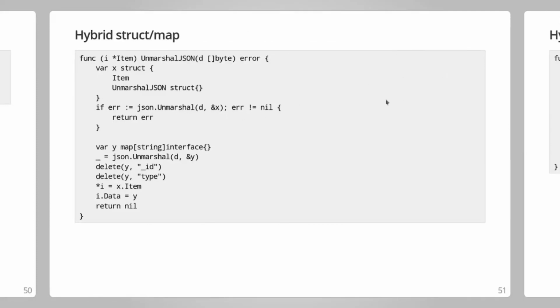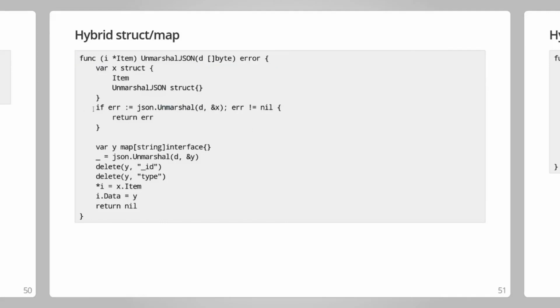So the first thing I do in this function is I define a variable called x, which is of this anonymous struct type. This anonymous struct embeds the item type, which I defined on the previous page here. And it also adds this field called UnmarshalJSON. Now the only reason this exists is to overshadow the UnmarshalJSON method on the item type. If I don't do that, then on this next line, when I call json.Unmarshal on x, it will find that item has the UnmarshalJSON method, which is actually defined right here, which will create an infinite loop and cause the program to crash.